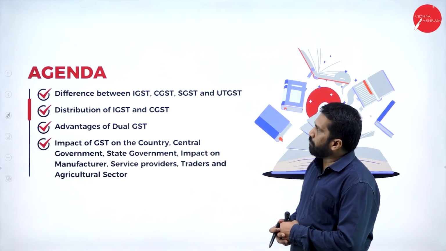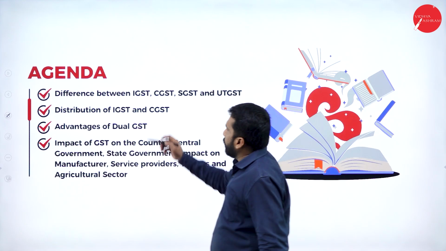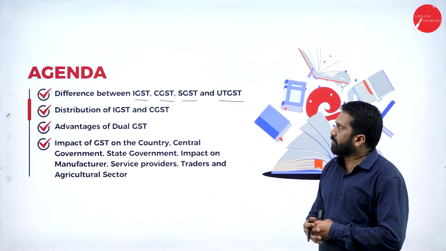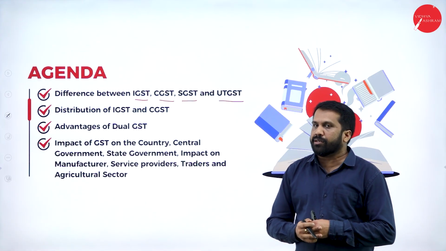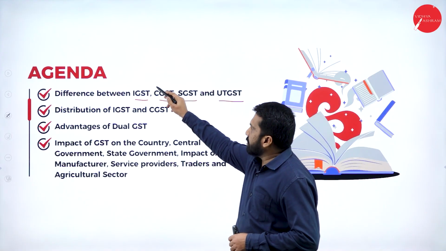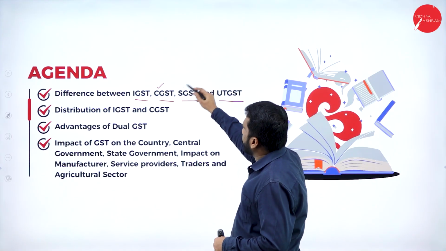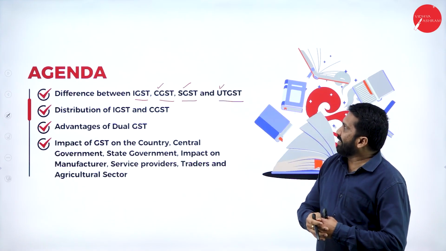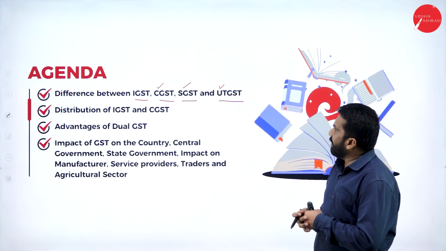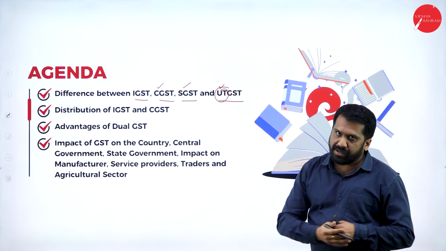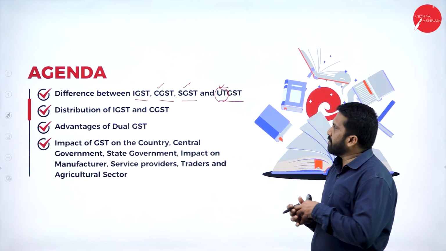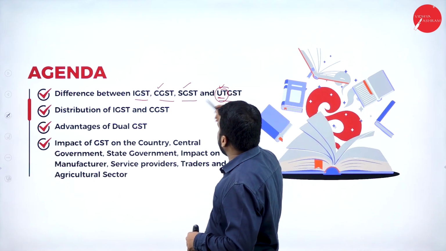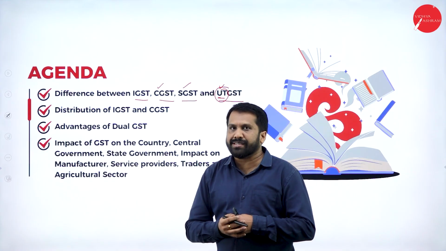The agenda for your GST: the first one, what is IGST, CGST, SGST and UTGST. You know that IGST is Integrated Goods and Service Tax, CGST is Central Goods and Service Tax, SGST is State Goods and Service Tax, and UTGST is Union Territory Goods and Service Tax. So, in this, all the union territories have a separate tax, that is UTGST. We can also call it Unilateral Goods and Service Tax.